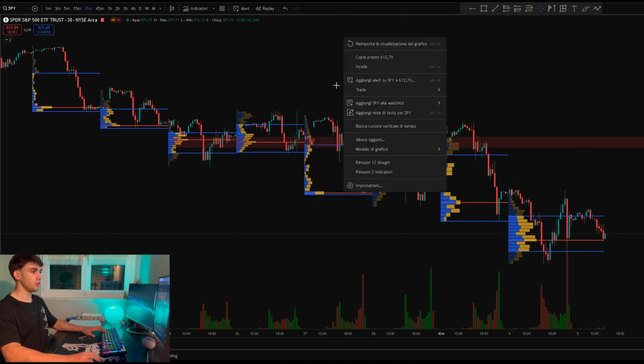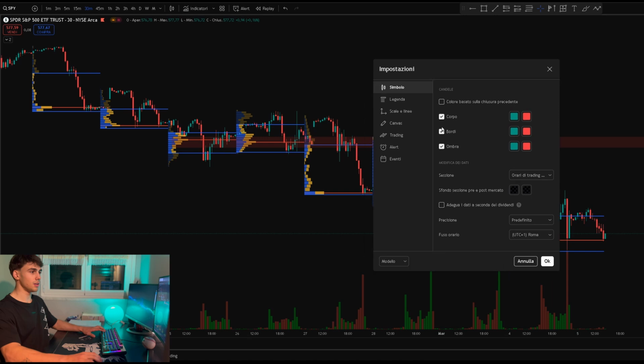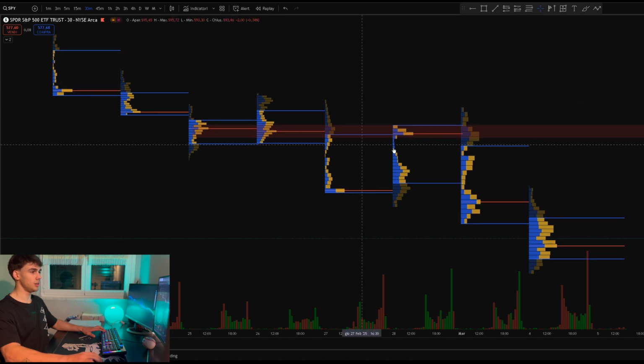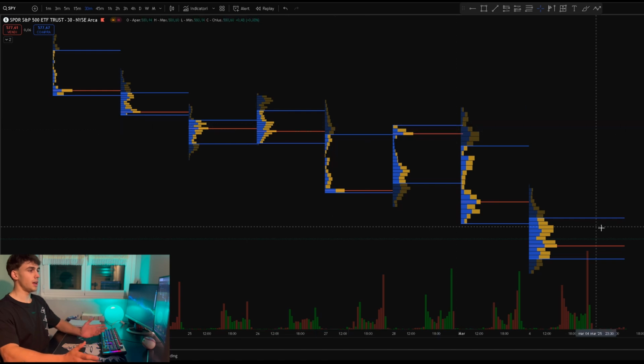Another thing you can do if you want to make it cleaner is totally delete the chart and just look at the profiles. It's way cleaner and way easier to see. I don't know if you can see it here. And yes, this is a very, very powerful use of it.